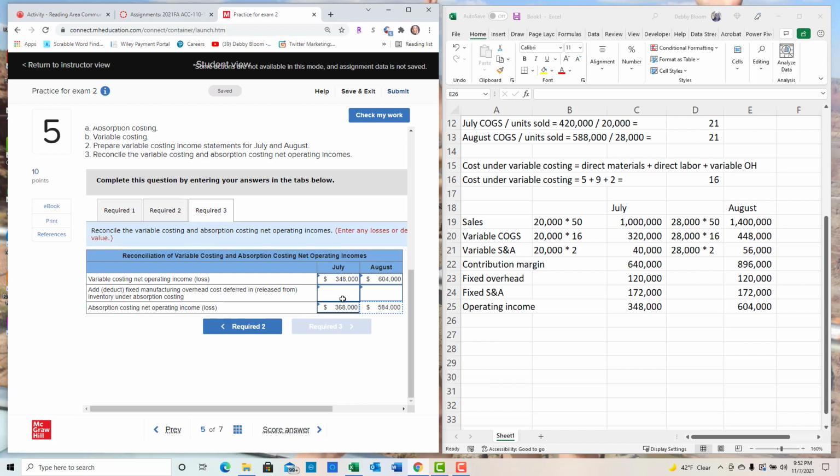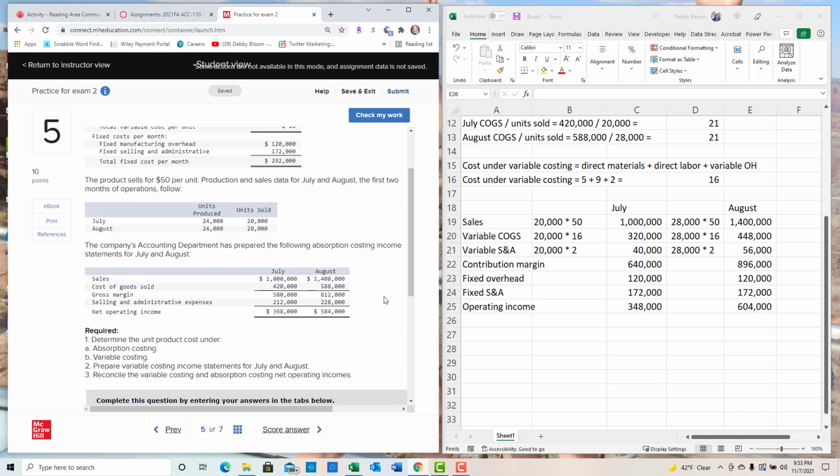So really, all you have to do is calculate the difference between the two. So for July, the difference between the two is going to be 20,000. Our absorption costing net income is 20,000 higher, and in August it's going to be 20,000 lower.